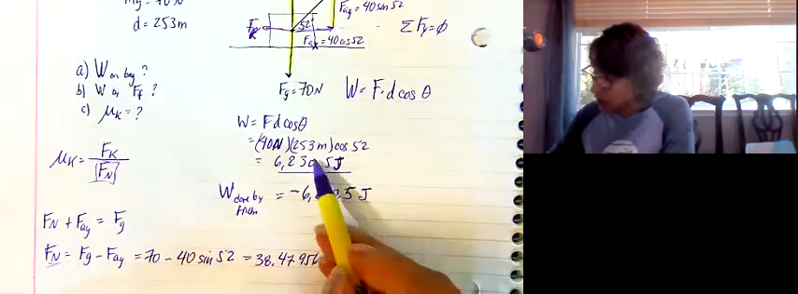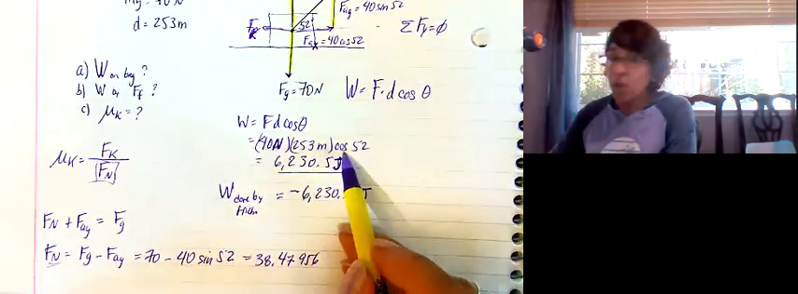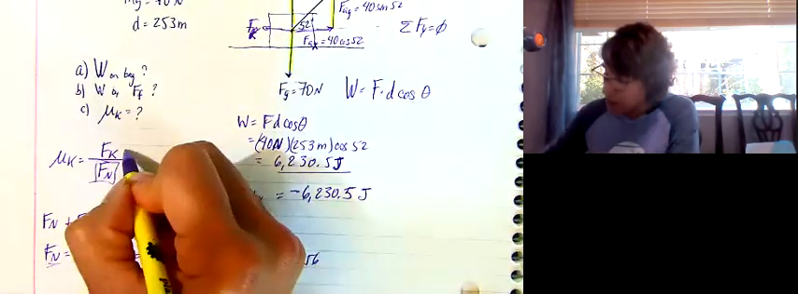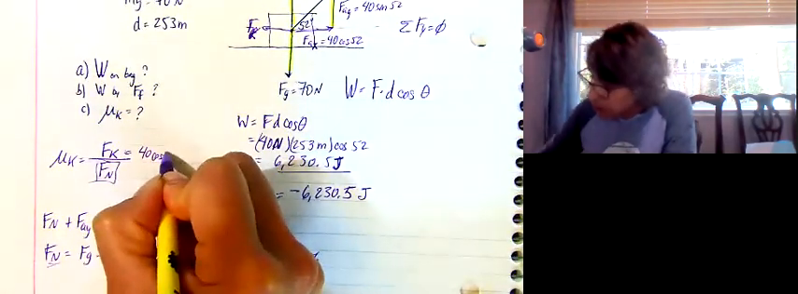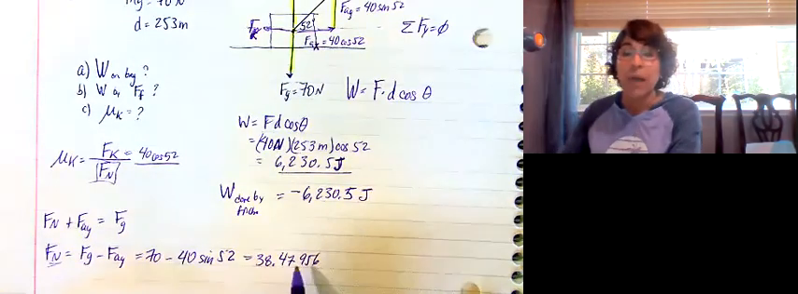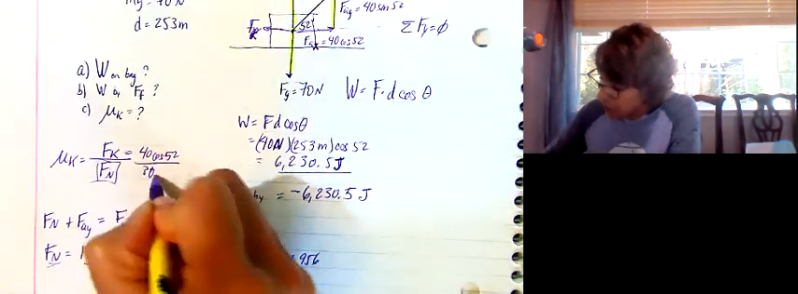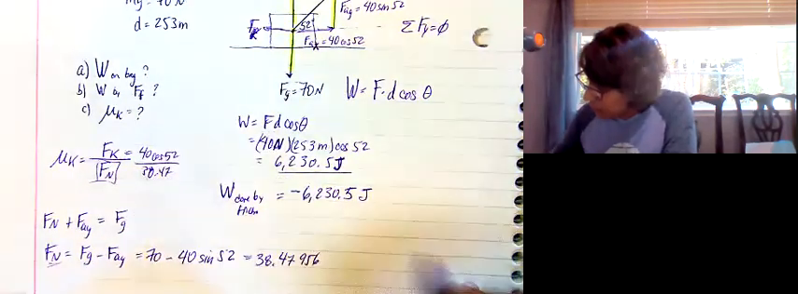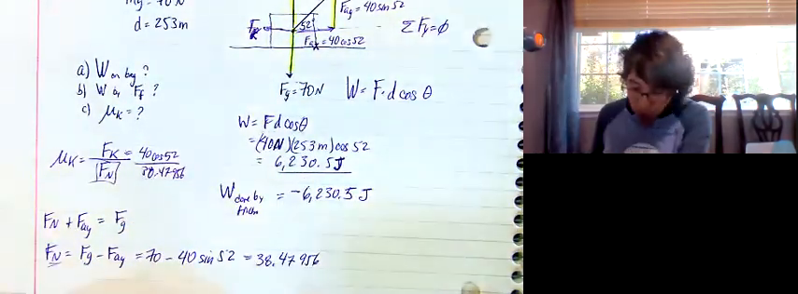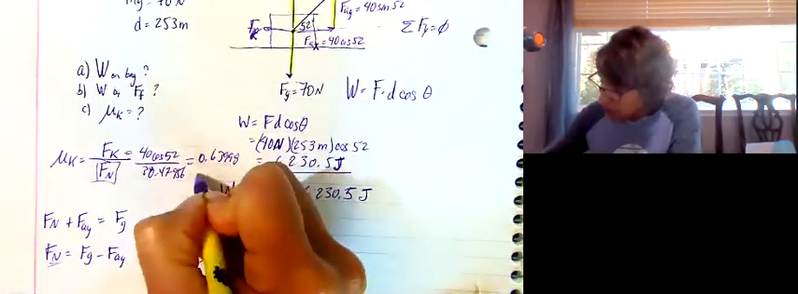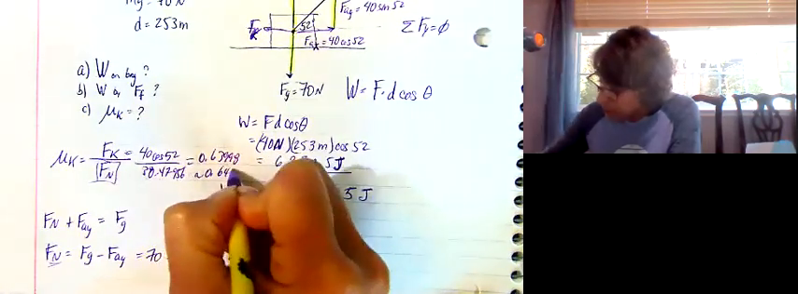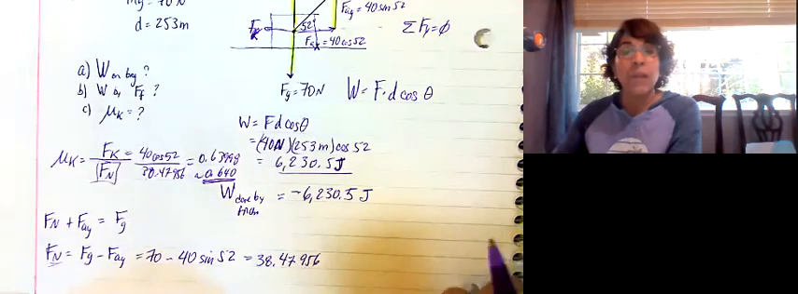And I got the Fk, the force. The force was just the 40 newtons times cosine 52. So this one right here is the 40 cosine 52, all divided by this stuff we just figured out, 38.47956. And when you divide those, you get 0.63998, so it's about 0.640. That's our coefficient of kinetic friction.